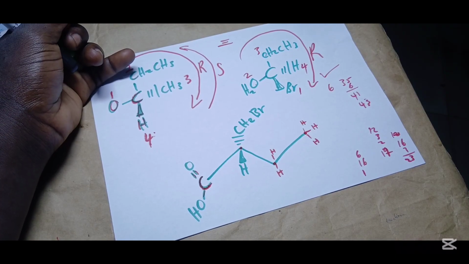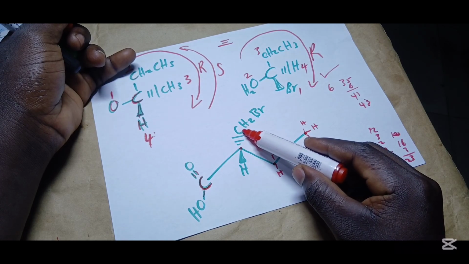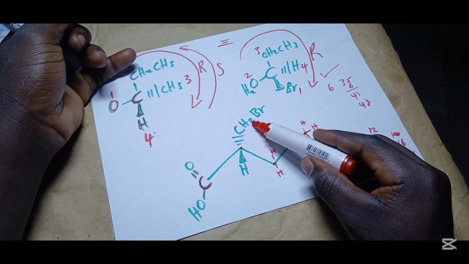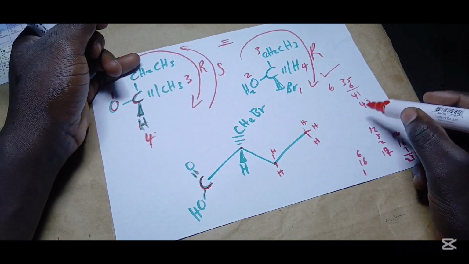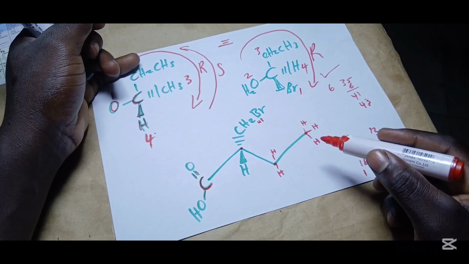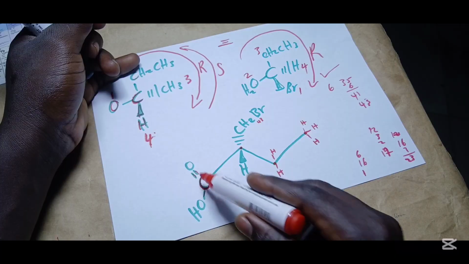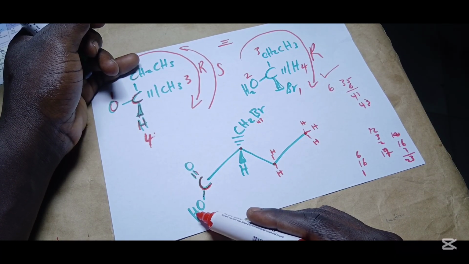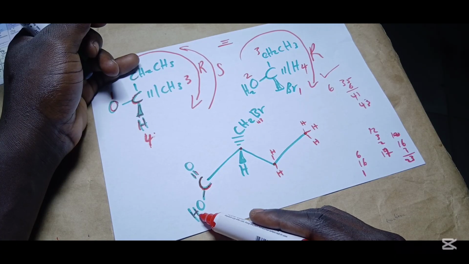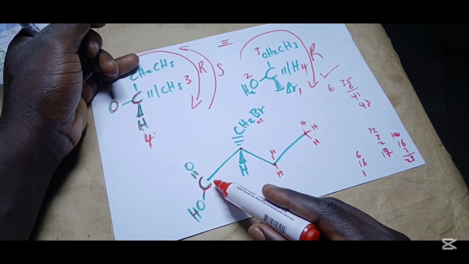So now let's indicate priorities. If we sum up the atomic numbers, carbon is 6, hydrogen 1 making it 7, and bromine is 35. We are going to get 43 in all, 43 atomic weight. And for this one, oxygen plus oxygen, 8 plus 8, giving us 16, plus hydrogen, which has an atomic number of 1, making it 17, and plus carbon, which is 6, will give us 23.